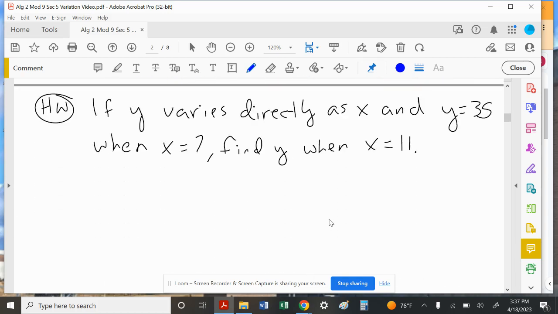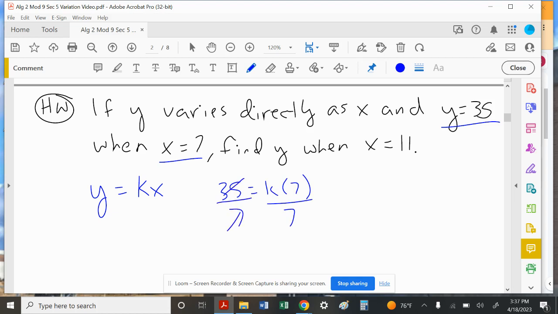Okay, next problem. If y varies directly as x, here we go with another one, but this time it's y equals kx, and y equals 35 when x is equal to 7. So 35 equals k times 7. We divide both sides by 7. Those cancel, and that becomes 5. So my k value is equal to 5.